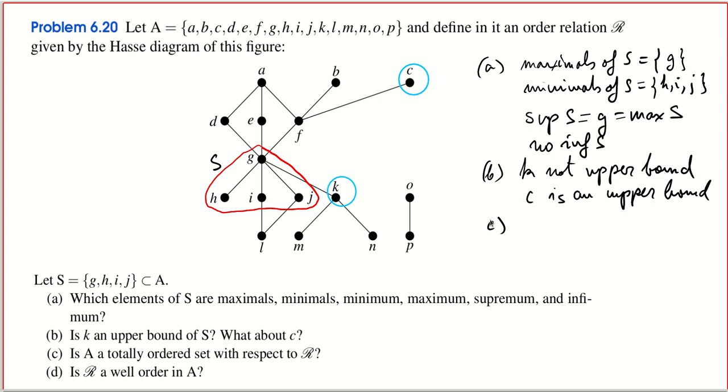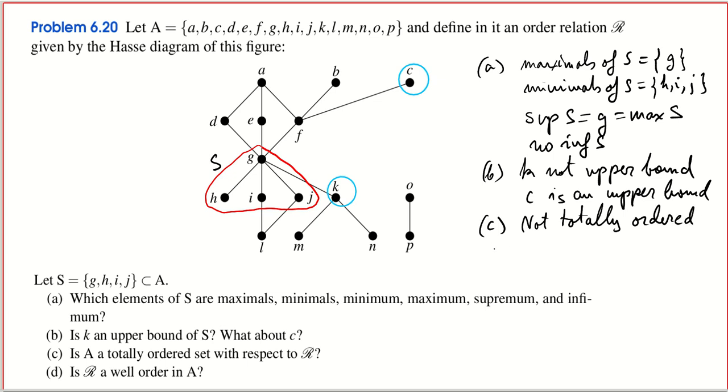Now, is R a total order on A? No, the answer is no. A totally ordered set can be represented in a line, all the elements in a vertical line if you want to represent the Hasse diagram, and this is clearly not the case. You can see, for instance, that I and J, and H, G and I are not comparable to each other. Neither is this smaller than this, nor this smaller than this. So it's not totally ordered.